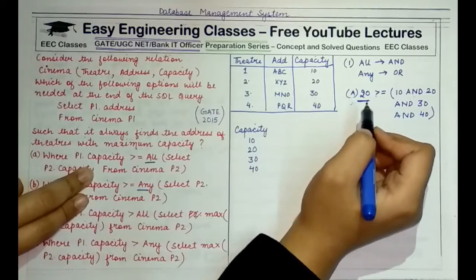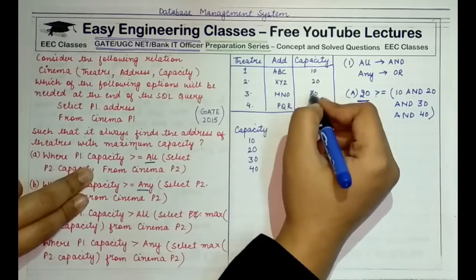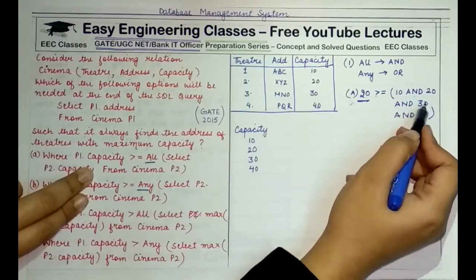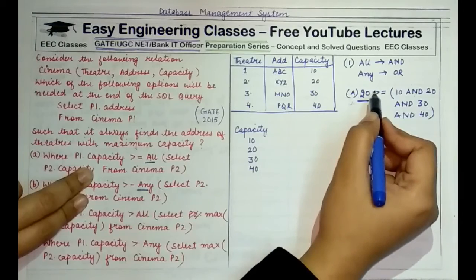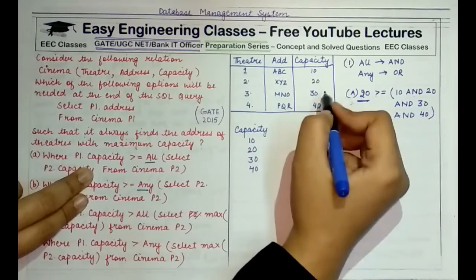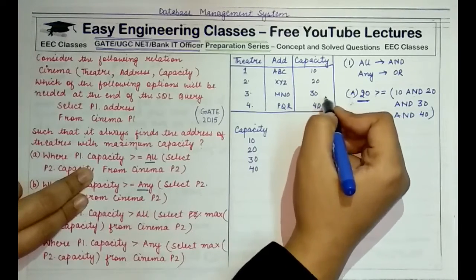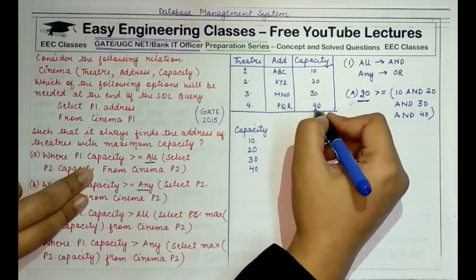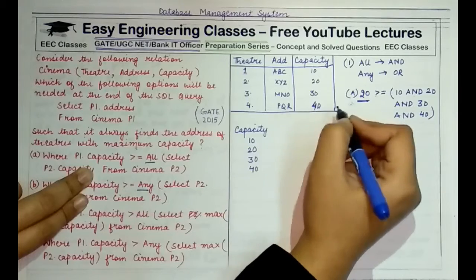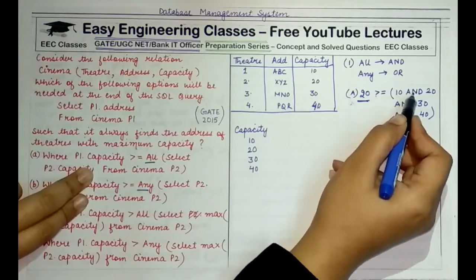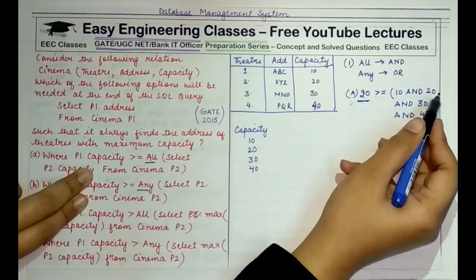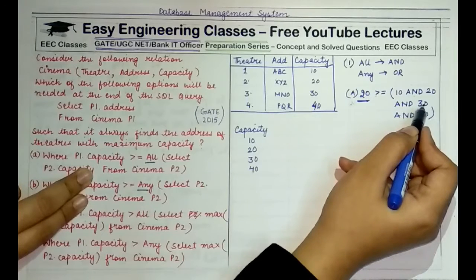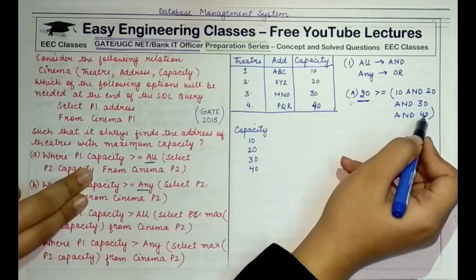Therefore 20 would not be chosen here, since it does not satisfy the condition that 20 is greater than or equal to 30. Now similarly with 30, the first three conditions would be true, but 30 is not greater than or equal to 40. So again, this would not be included in the result of the outer query. When we come to 40, 40 is greater than 10, and it is greater than 20, and it is greater than 30, and it is equal to 40.